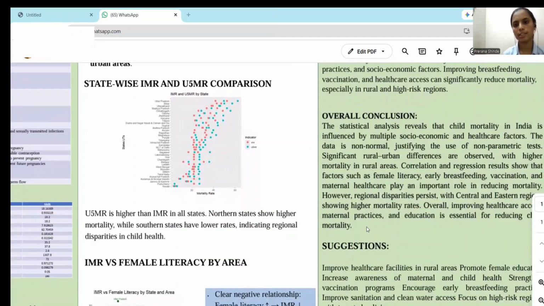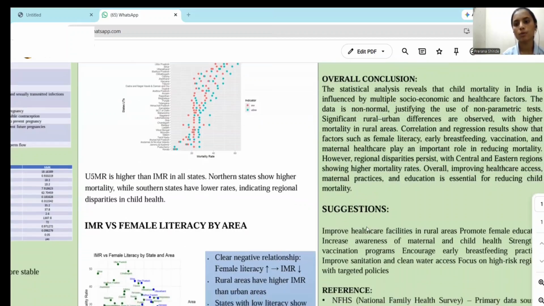The overall conclusion of the statistical analysis results is that child mortality in India is influenced by multiple socioeconomic and health factors. The data is not normal, so we used non-parametric tests. Significant rural-urban differences are observed, with higher mortality in rural areas. Correlation and regression results show that factors such as female literacy, early breastfeeding, vaccination, and maternal health care play an important role in reducing mortality. However, regional disparities exist, with the central and eastern regions showing higher mortality rates. Overall, improving healthcare access, maternal practice, and education is essential for reducing child mortality.